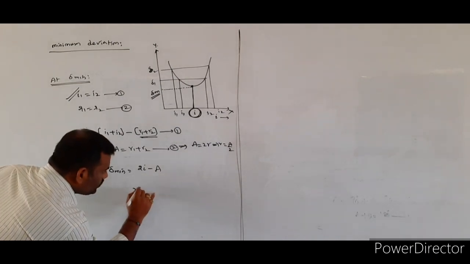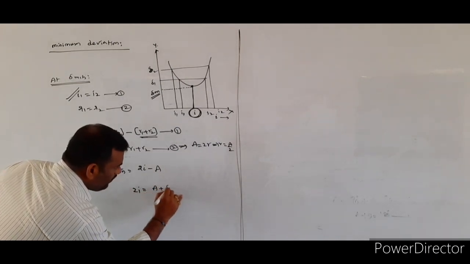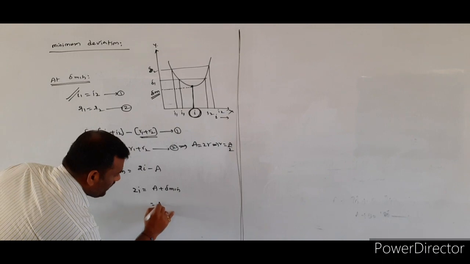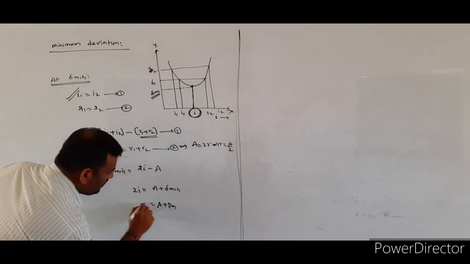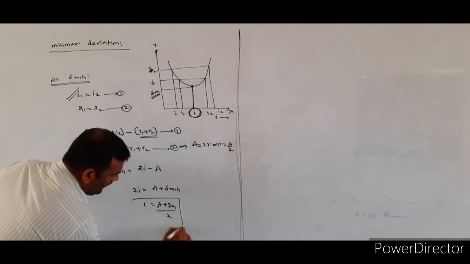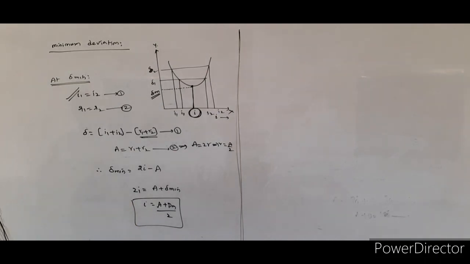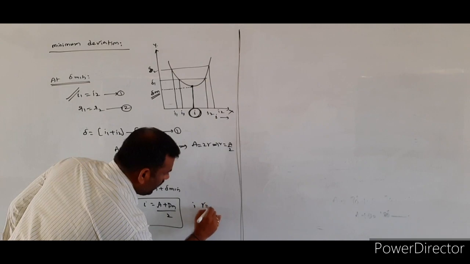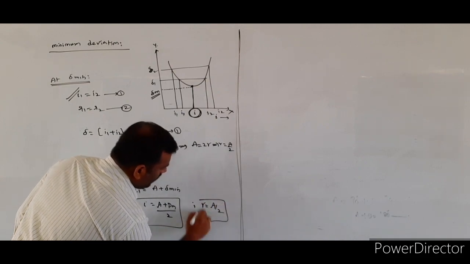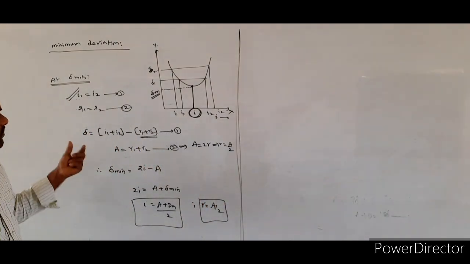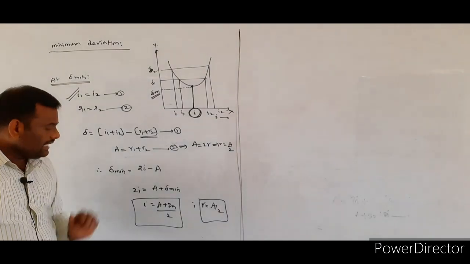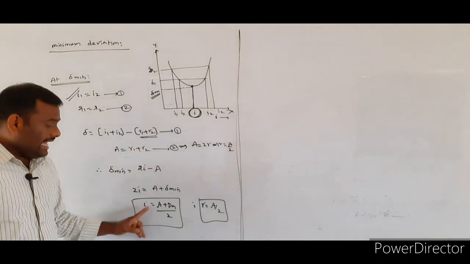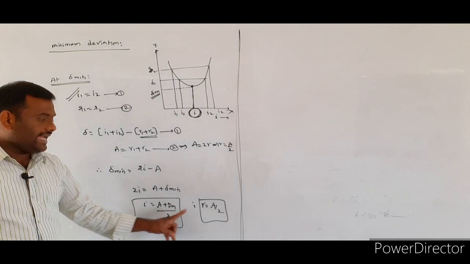From this, 2I is equal to A plus delta minimum, or we will write A plus dm. Therefore, I is equal to A plus dm by 2, and from this, you will get R is equal to A by 2. So, from the angle of minimum deviation, I calculated the values of the angle of incidence as well as the angle of refraction.